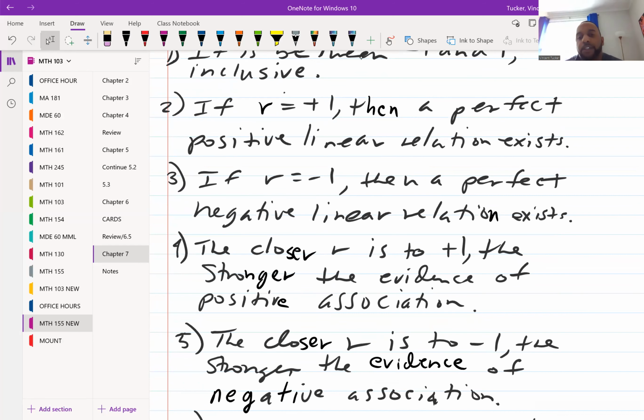So the closer r is to +1, the stronger the evidence of a positive association. The closer r is to -1, the stronger the evidence of a negative association.